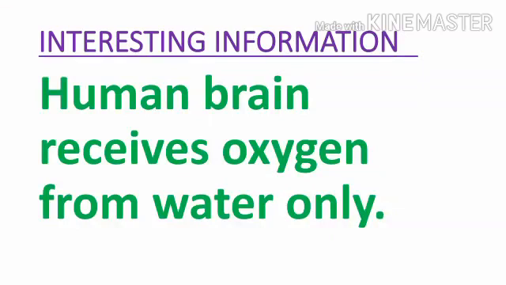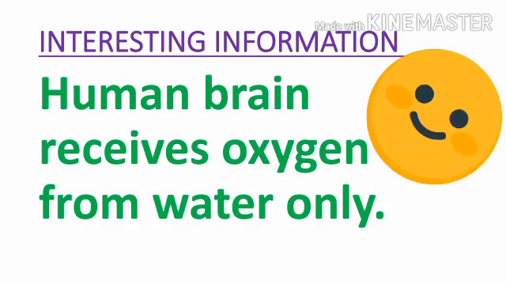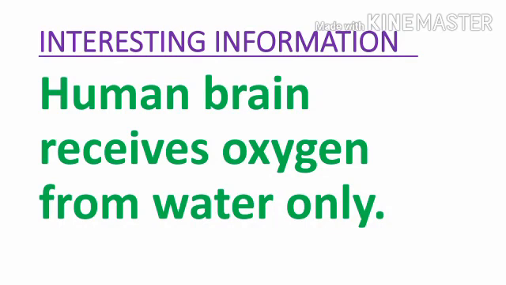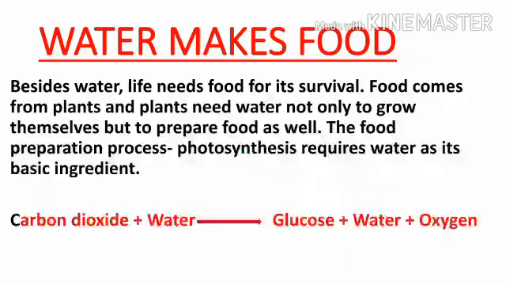So let's go for the next interesting information, that is about the human brain. The human brain receives oxygen only due to water, because water has hydrogen plus oxygen. So from the water, the brain is going to receive oxygen.